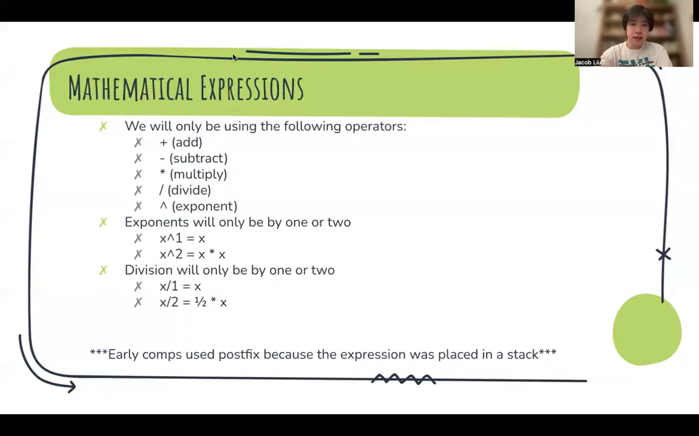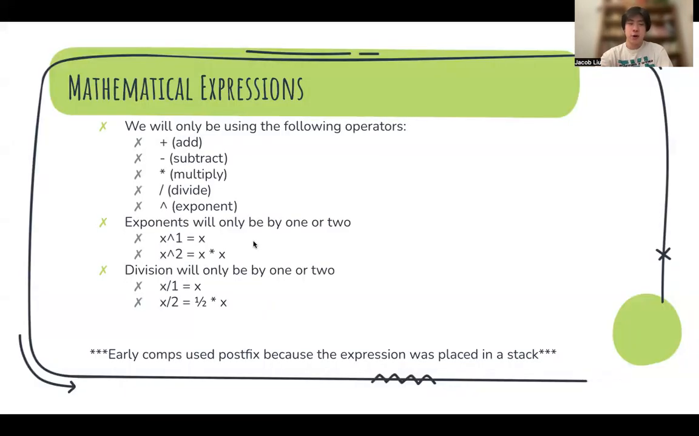Okay, so for ACSL, the mathematical operations we'll be using are plus, minus, times, divided by, and exponent. And something that might be different is that multiplication is represented as a star, division is represented as a slash, and to the power of is represented by this caret or this up arrow.